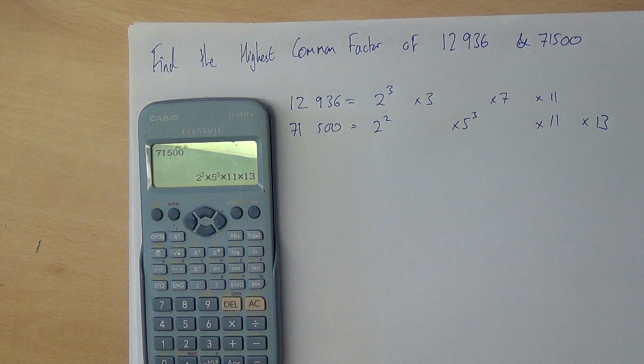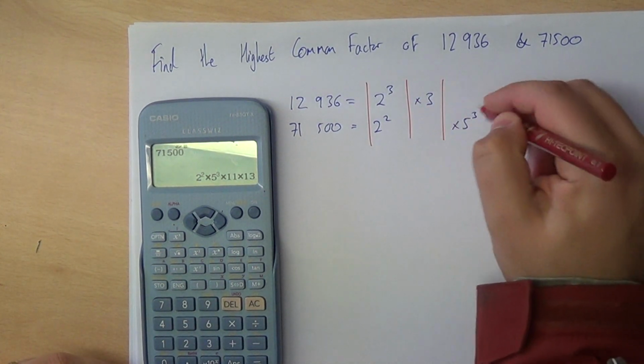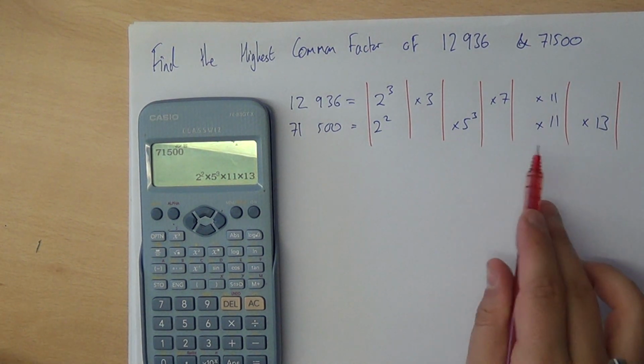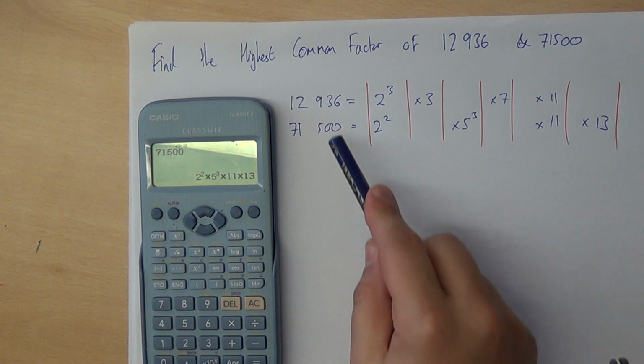Now you will see I have done some funny layout there. They're not written quite as neatly as you might expect. So if you spot, we've actually done this like columns. That's the 2's column, the 3's, the 5's, the 7, 11 and 13. So rather than having hundreds, tens and units, we've got the primes as columns. Now a common factor needs to be a factor of both of these.